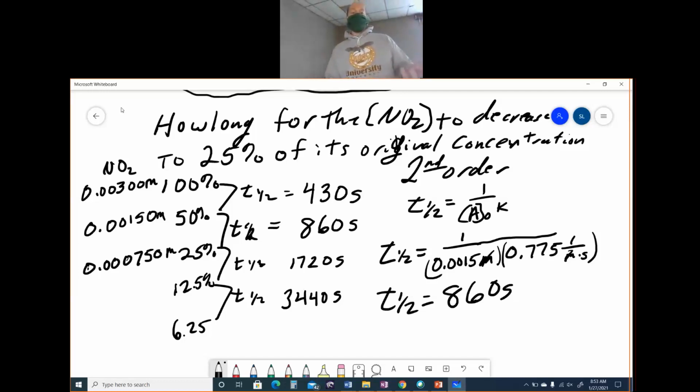All right, and so the question was how long to go down to 25%? Well, to go down to 50%, it took 430 seconds. To go from 50 to 25, it took 860 seconds. And so to go from 100% to 25%, we have to add those up.